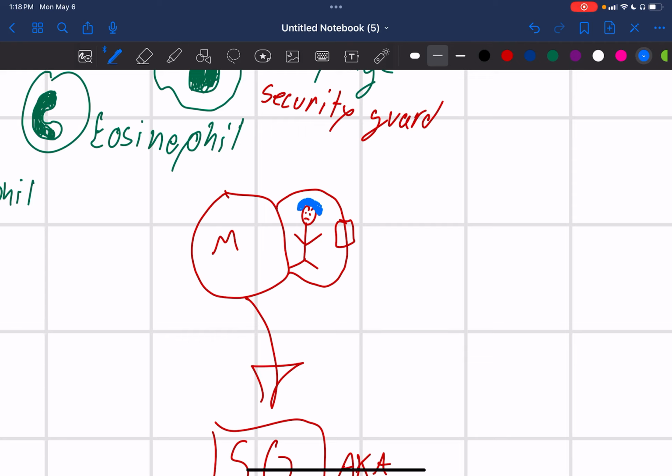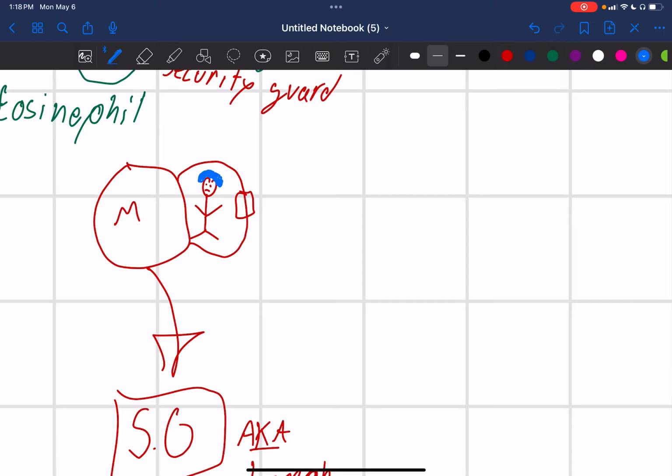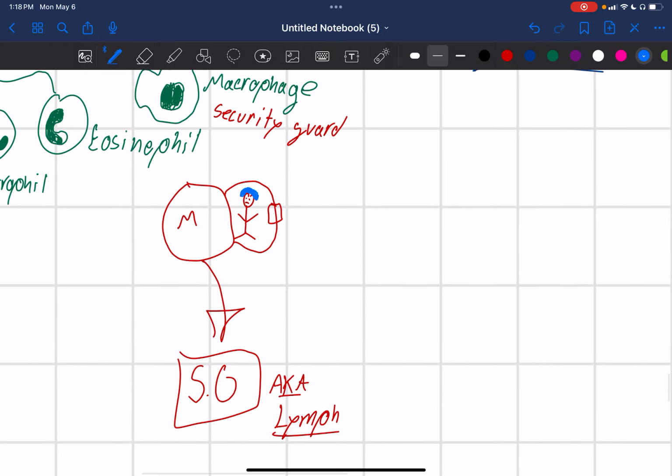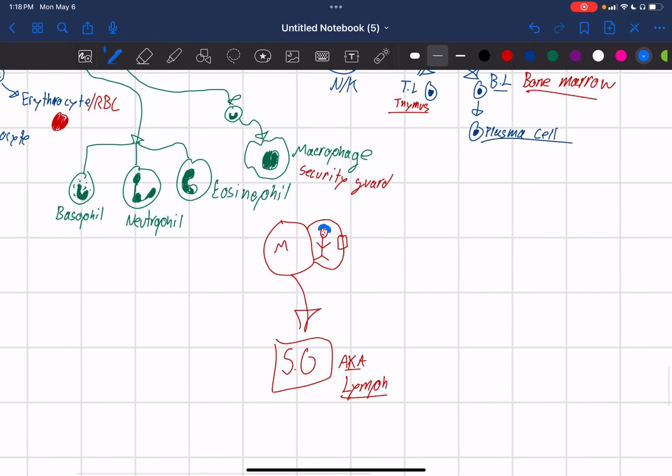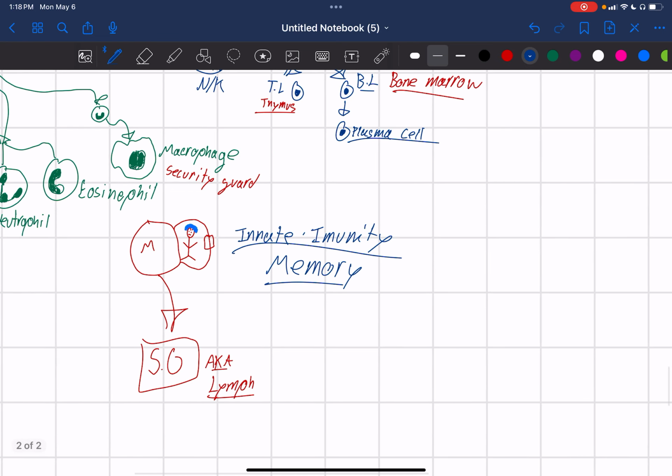Essentially, it creates a memory, right? After an infection is cleared, memory T cells and B cells remain in the body and provide a rapid and heightened response whenever you're exposed to the same pathogen again. So this is called innate immunity. This innate immunity is created through memory. It can only develop if you're exposed to a certain kind of pathogen.